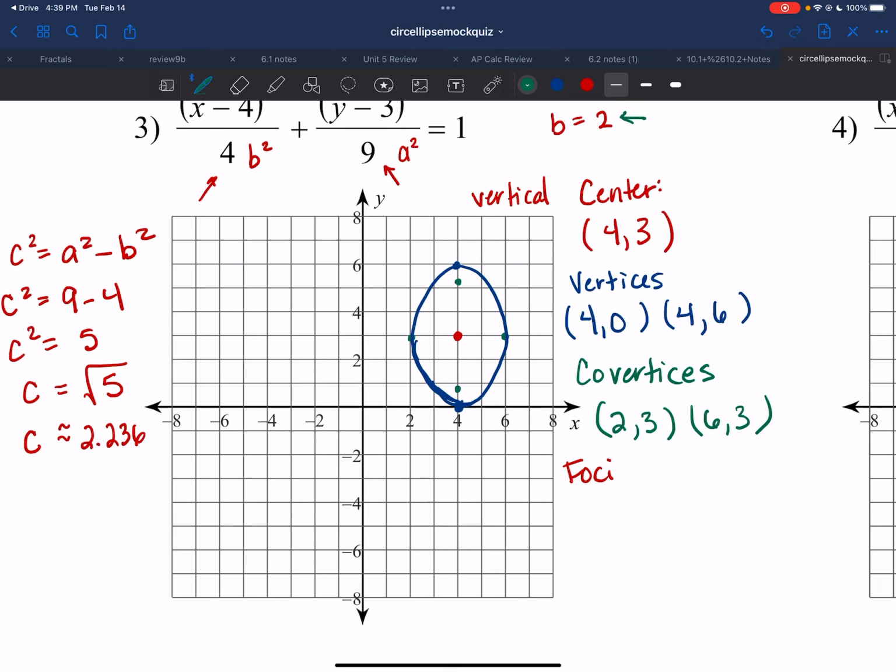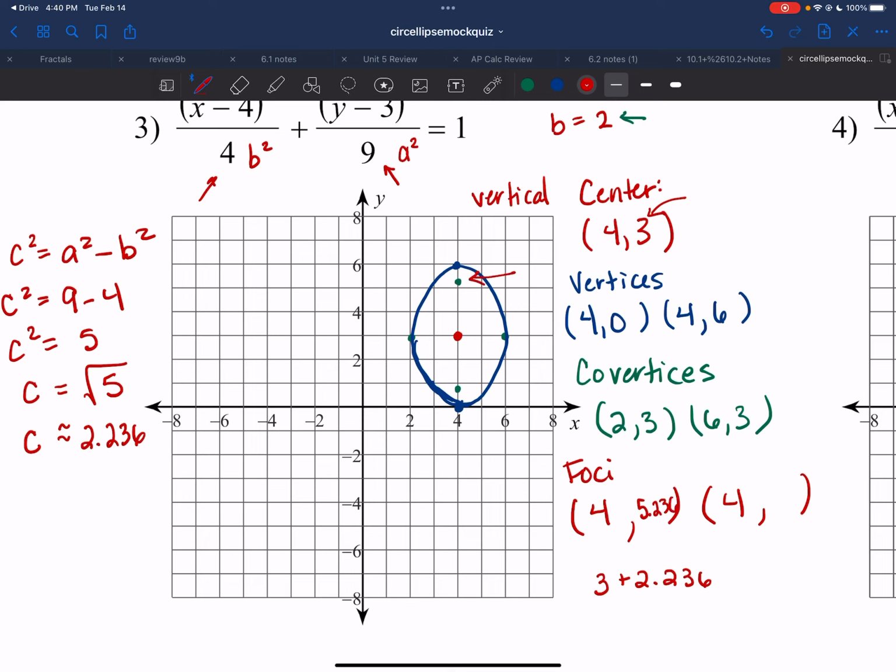Now, it sits above and below my center mark. And so my X values are going to be the same on both of those foci. Let me go ahead and put this in red. Okay, so both of them are going to sit at 4 on my X plane. And then because my Y value of my center is 3, I'm going to do 3 plus 2.236, which is going to equal 5.236. Okay, that'll be this one that's right there.